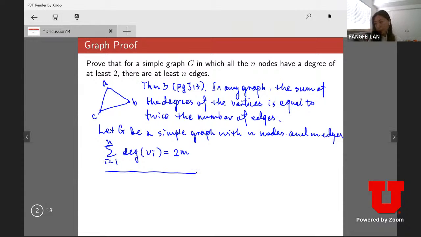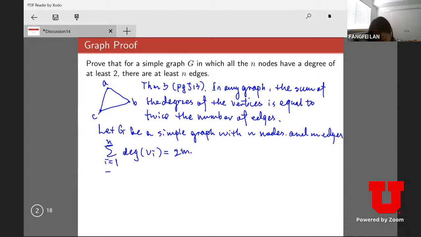So how do we use this now? Well, if each node has a degree of at least 2, then the edges must be at least n. Yes, you're right. So how do you get there? Good question. So you're basically there. Let's go back to this right here. We have the sum of degrees equal to 2m, right? So this is from the theorem. So we know that is true.